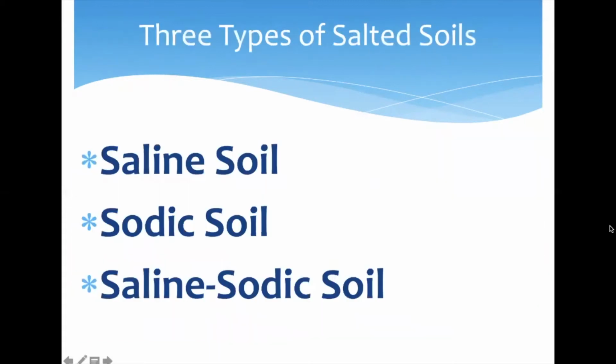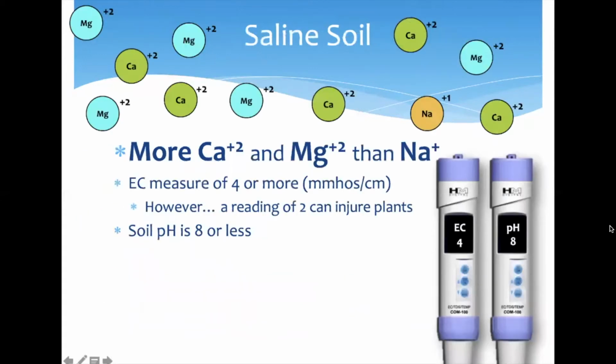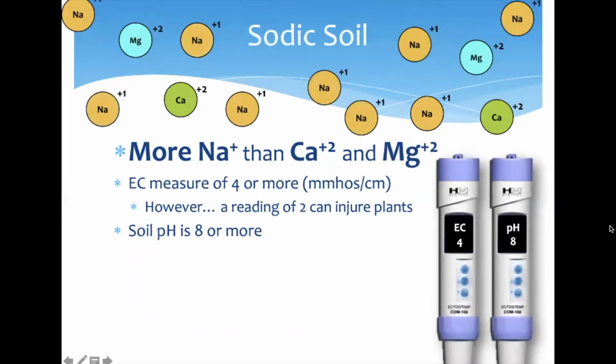Now, the different types of saline or salted soils that we're going to talk about are the saline soil, the sodic soil, and the combination of the saline and sodic soil. So some things to remember: a saline soil will have an EC measure of 4 millimoles per centimeter or more, and it's going to have a pH of 8.0 or less. This has more calcium and magnesium compared to sodium. Now, a sodic soil is going to have an EC measure of 4 millimoles or more, but is going to have a pH of 8.0 or more. And this has more sodium than calcium and magnesium.